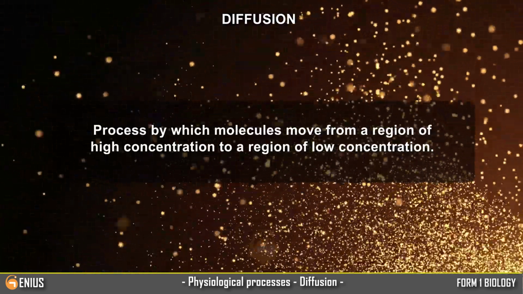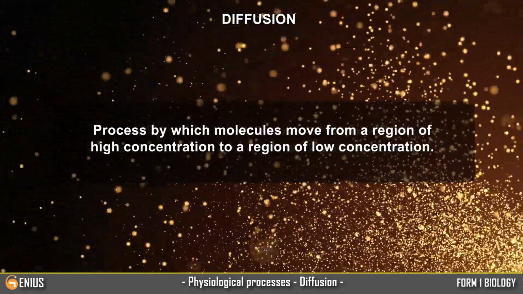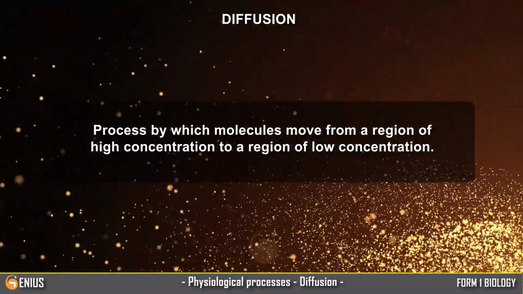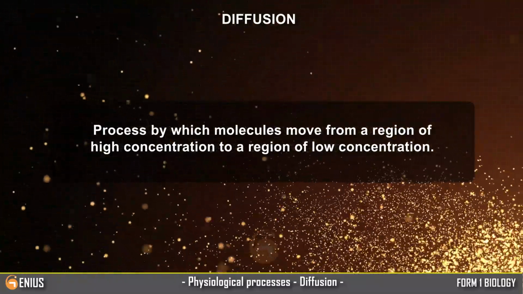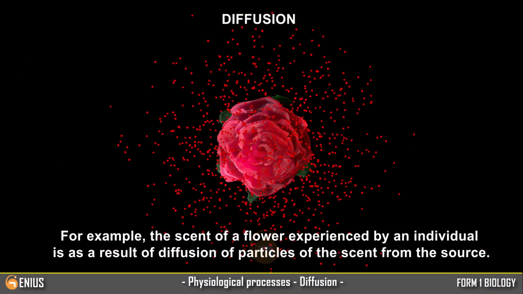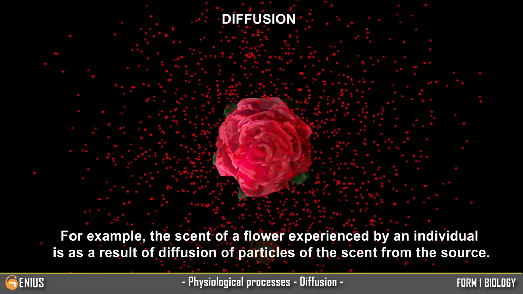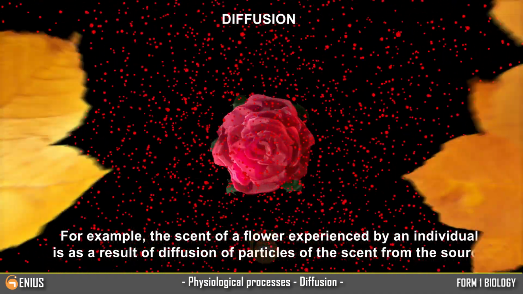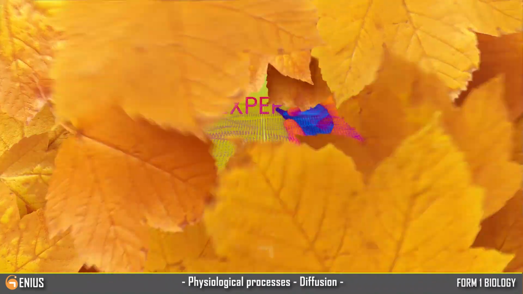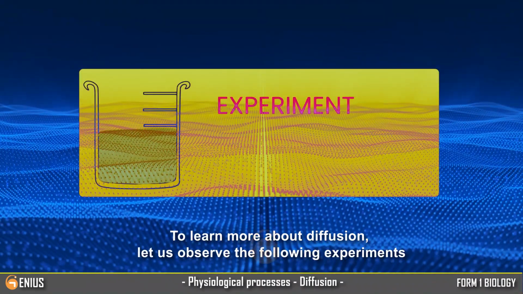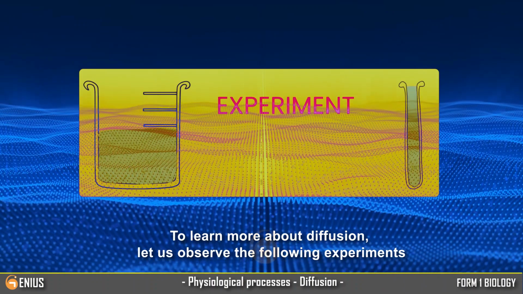Therefore, diffusion can be defined as the process by which molecules move from a region of high concentration to a region of low concentration. For example, the scent of a flower experienced by an individual is as a result of diffusion of particles of the scent from the source. To learn more about diffusion, let us observe the following experiments.